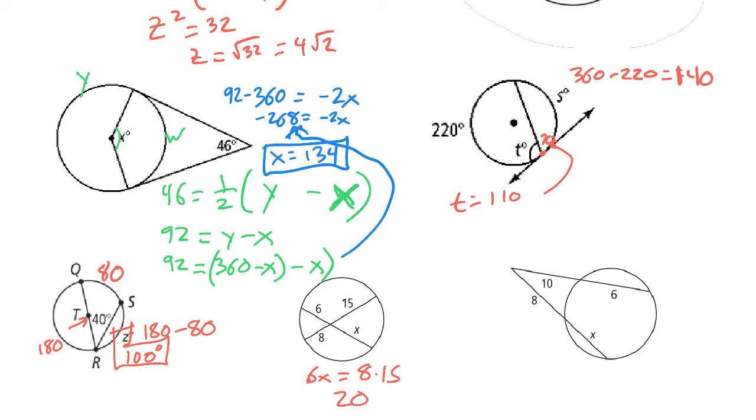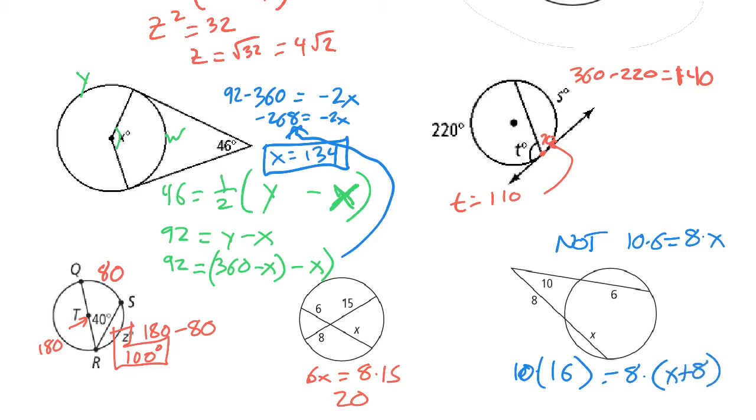And then this one, 10 times 6 equals 8 times x. Because this one is outside, so this is 10 times the whole thing, 10 plus 6, equals 8 times the whole thing, which is a little bit tricky, x plus 8. But this is simply an algebraic expression, which I'm sure you could solve.